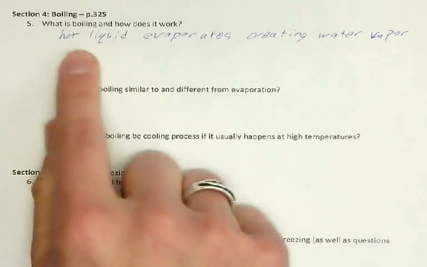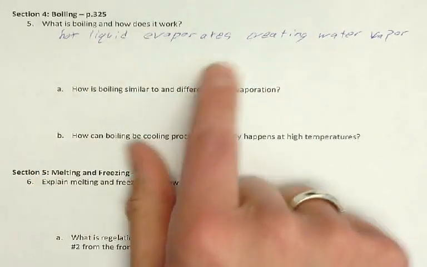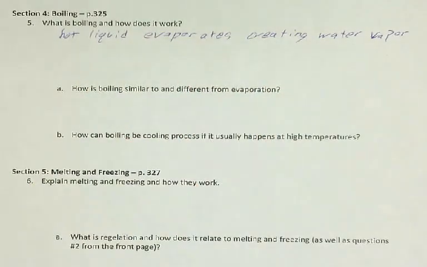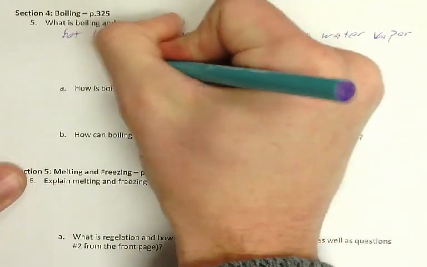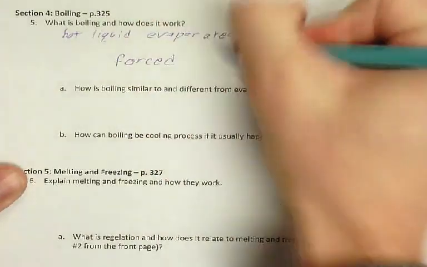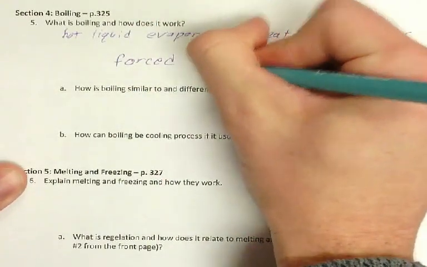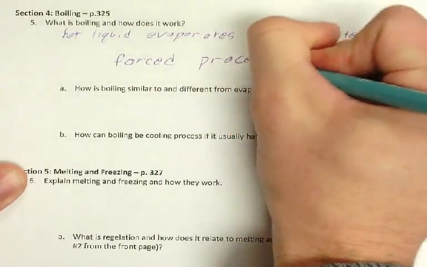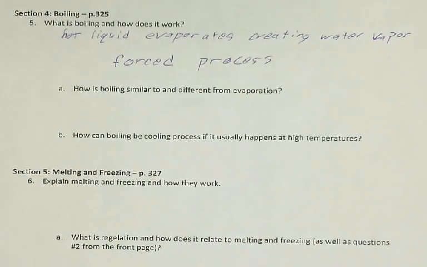So let's start. Boiling is hot liquid evaporating, creating water vapor. It's a forced process. That's something I want to add to this. It's something that you make happen. It doesn't happen naturally. Evaporation happens naturally. Boiling is something you make happen, like you put it on the stove and you turn the burner on.